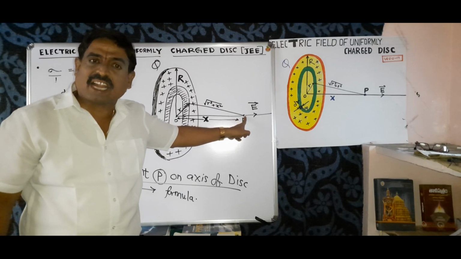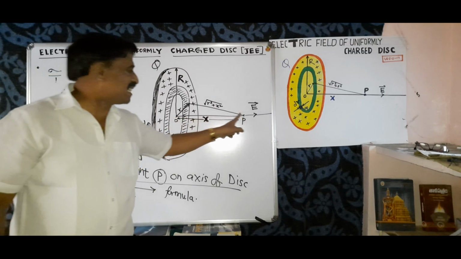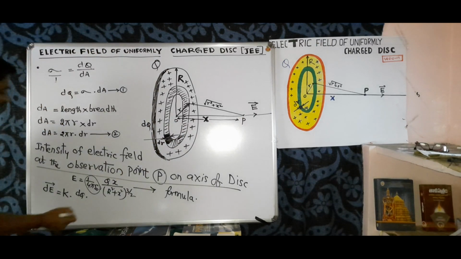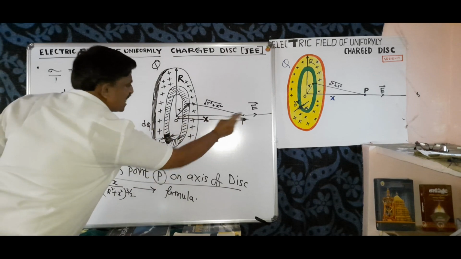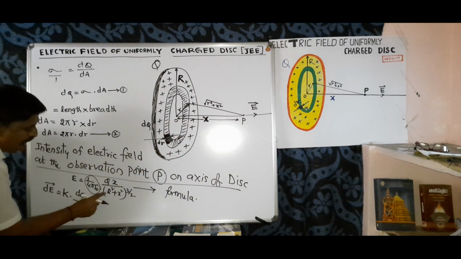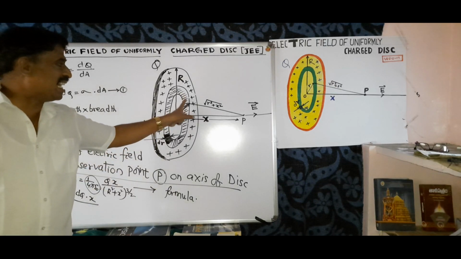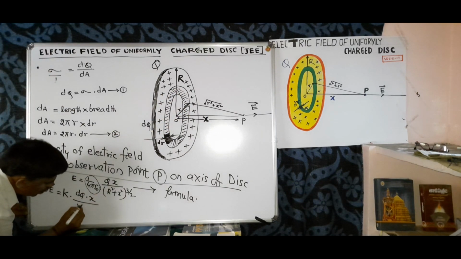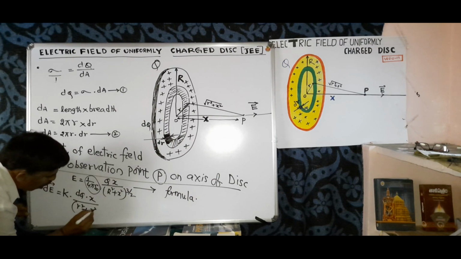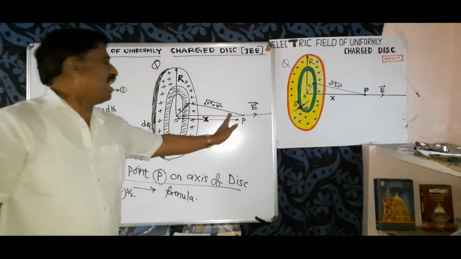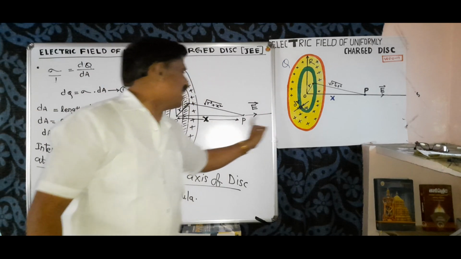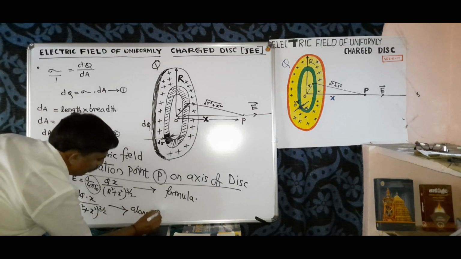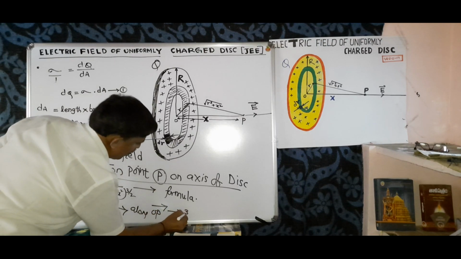At this point, we are finding electric field. This point is at a distance of x from the center of the ring or center of the disk. x means distance. Here also distance is x. R means radius. We are considering this ring. Its radius is small r. So, small r square plus x square whole to the power of 3 by 2. Electric field is on the axis of the disk, away from the center, along OP direction. This is equation number 3.